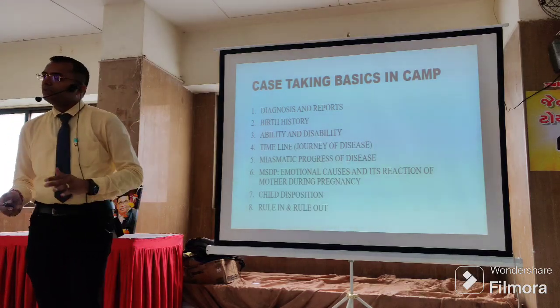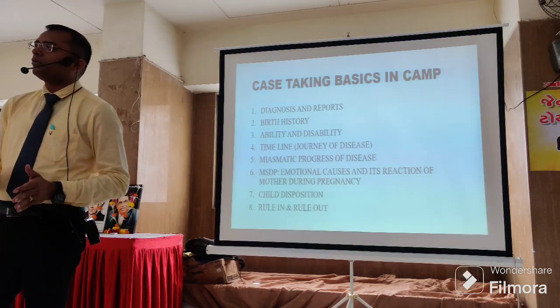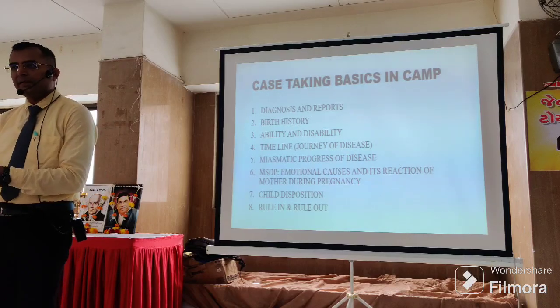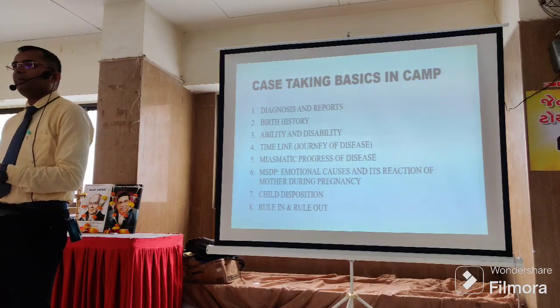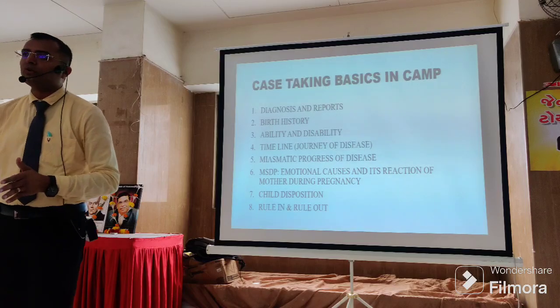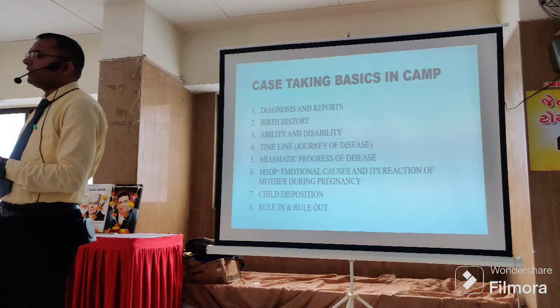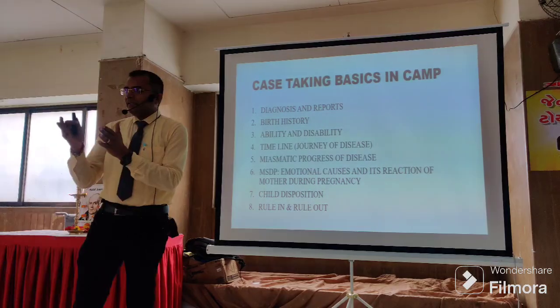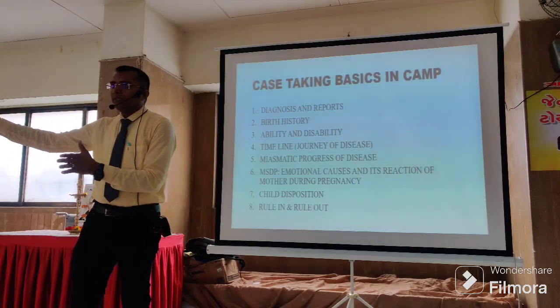Miasmatic progress of the disease, very important. The initial report shows a hypoxic ischemic injury, followed by 3 years later the MRI report shows a periventricular leukomalacia. After 3-4 years there are cystic changes in the brain. These are the miasmatic progressions of the disorders.